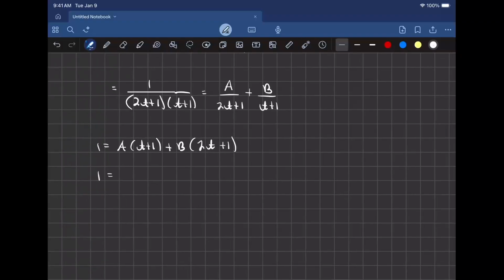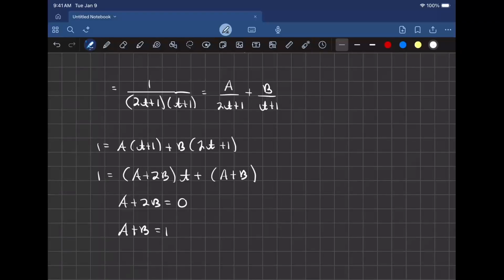So I could rewrite this as, we'd have a plus 2b, I'll share a t factor, and then just a and b, so a plus b. Okay, t equals 0. So we'll have a plus 2b equals 0, and a plus b equals 1. So this will give us b equals -1, and a will just be 2.